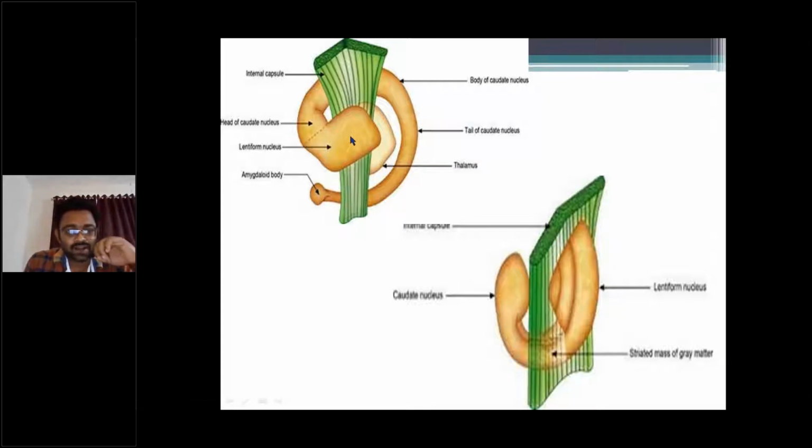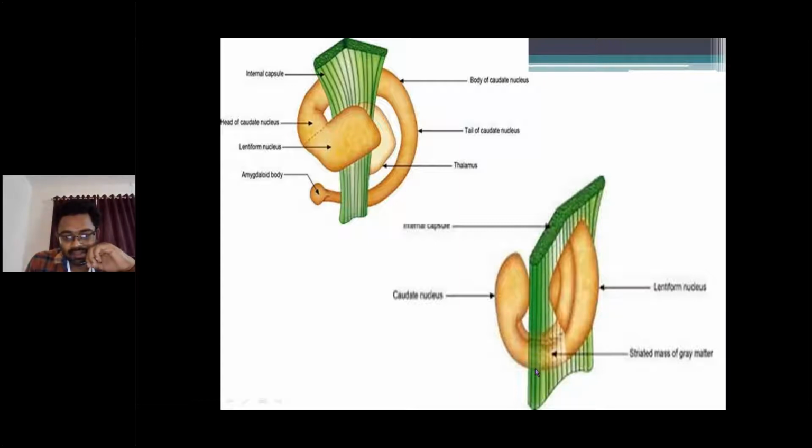In this picture, identify here: the lentiform nucleus is situated laterally and the caudate nucleus medially. They are divided by the internal capsule. This green color is the internal capsule. This is the anterior limb of the internal capsule.